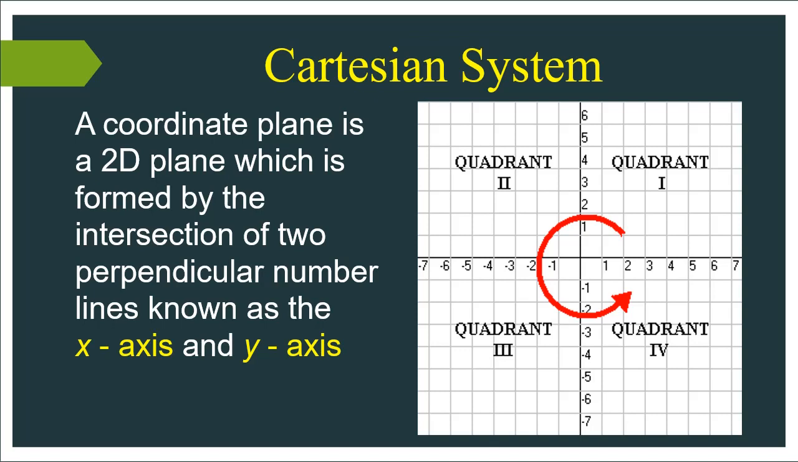Now coming to the Cartesian system. A coordinate plane is a two-dimensional plane which is formed by the intersection of two perpendicular number lines known as the x-axis and the y-axis. These two lines, when kept perpendicular on any plane, say your page, divide the whole plane into four quadrants. First quadrant, then second quadrant moving in anti-clockwise direction, then third quadrant, and then fourth quadrant.